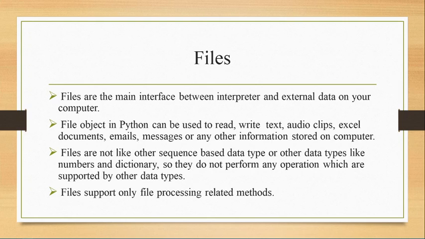Files are the main interface between interpreter and external data on your computer. File objects in Python can be used to read and write text, audio clips, Excel documents, emails, messages, or any other information stored on your computer. Files are not like other sequence-based data types or other data types like numbers and dictionary. So they do not perform any operation which is supported by other data types. File supports only file processing related methods.